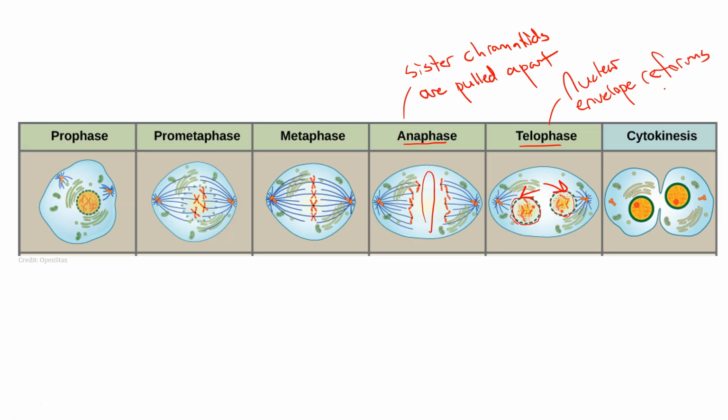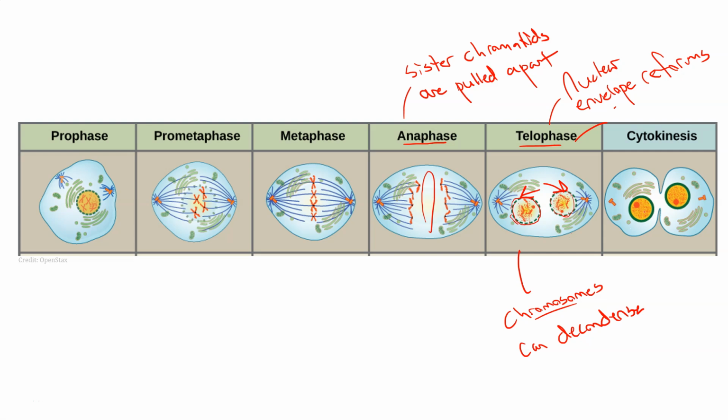And also, as it reforms, the chromosomes no longer are called sister chromatids; they're called individual chromosomes. The chromosomes can decondense and relax after their stressful journey being dragged across the cell. All right.